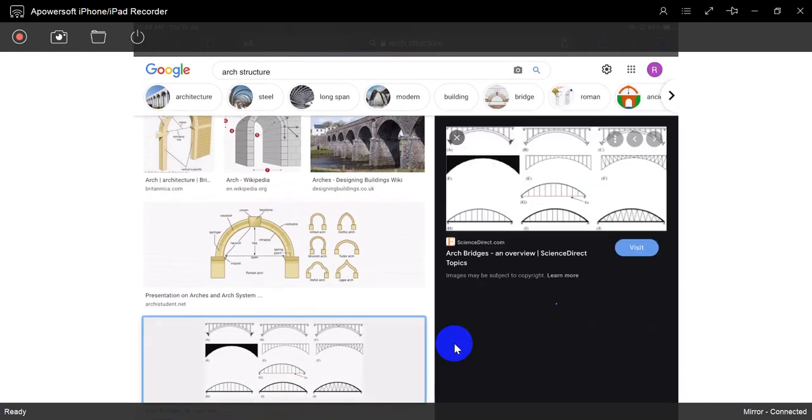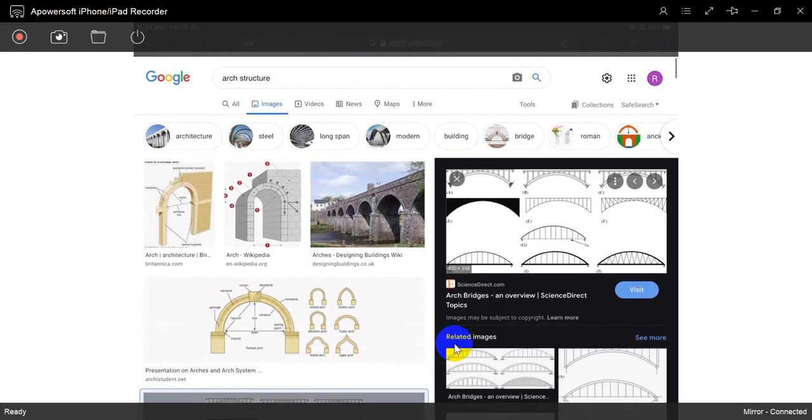So these are all arch structures. You know it, and you came across so many structures like this. Now we will see.